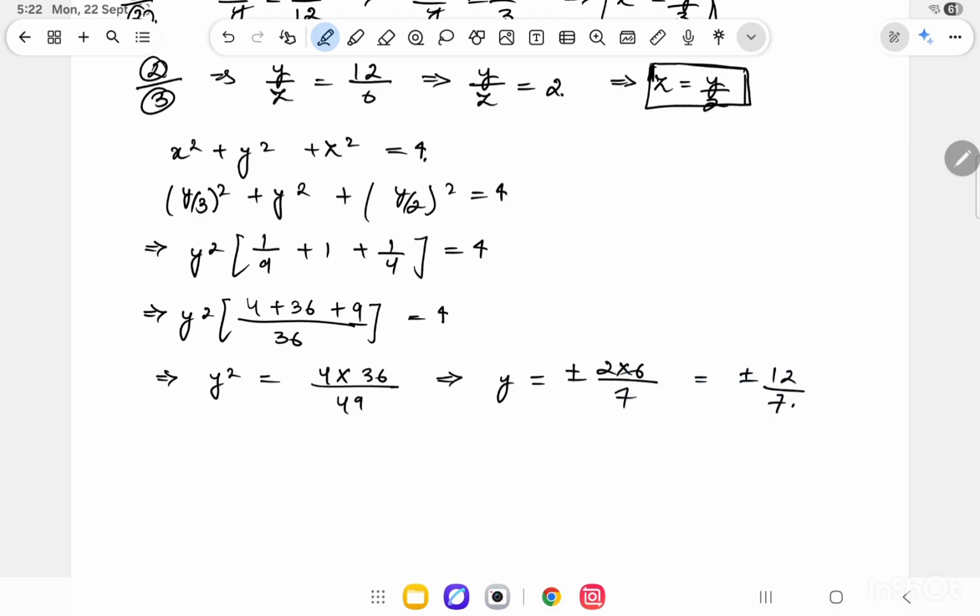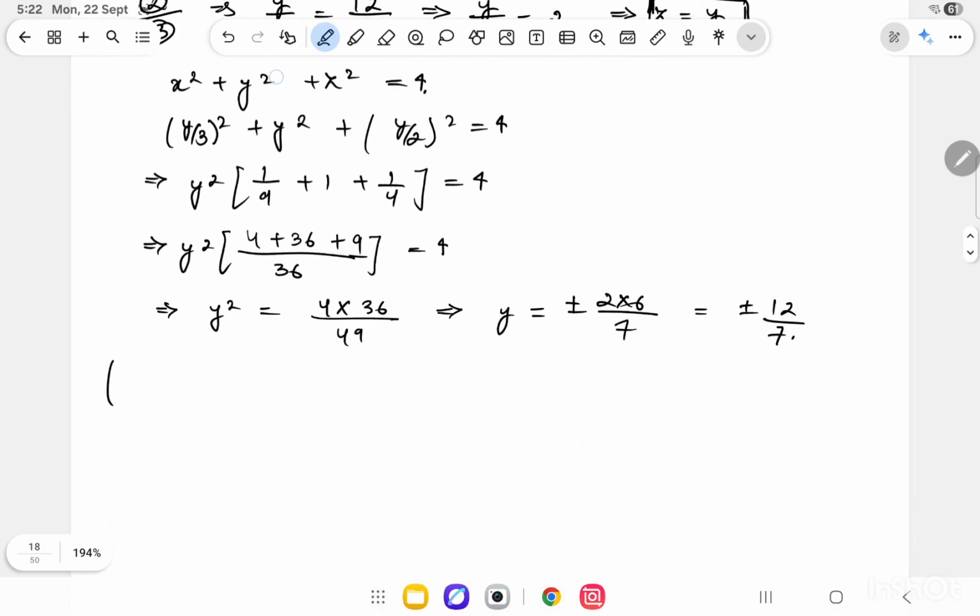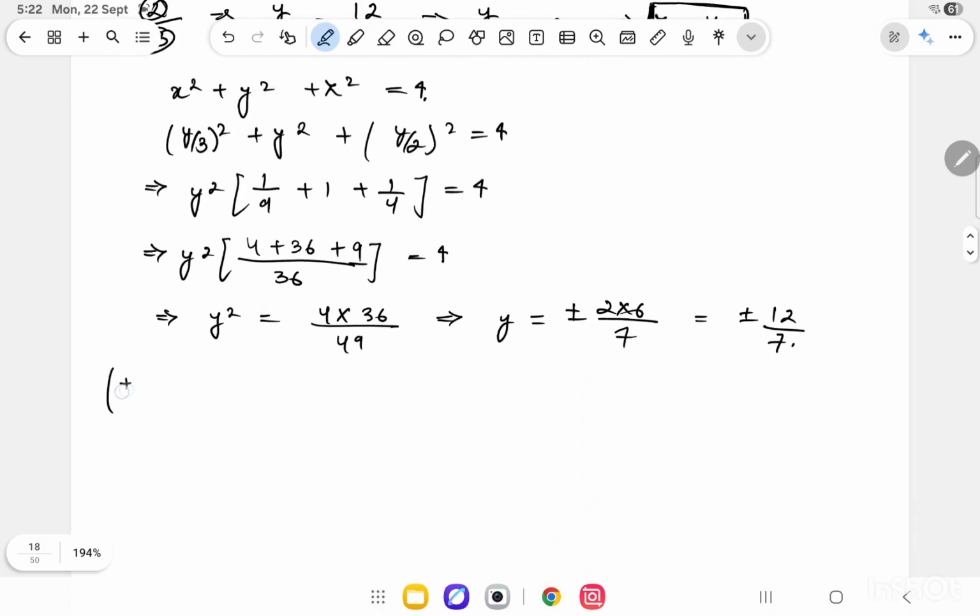So my points where the function can attain maximum or minimum distance on the sphere from the given point P, that is 2, 6, 3, can be: x is basically y by 3, so that will be plus minus 4 by 7, y is plus minus 12 by 7, and z is plus minus 6 by 7.